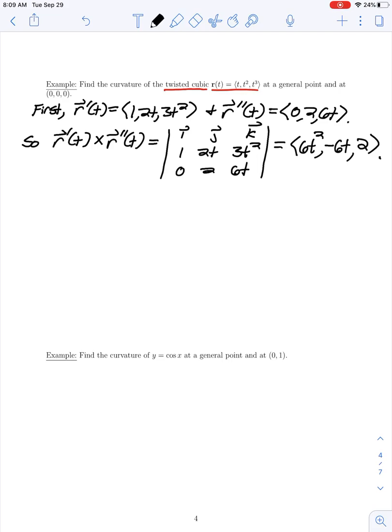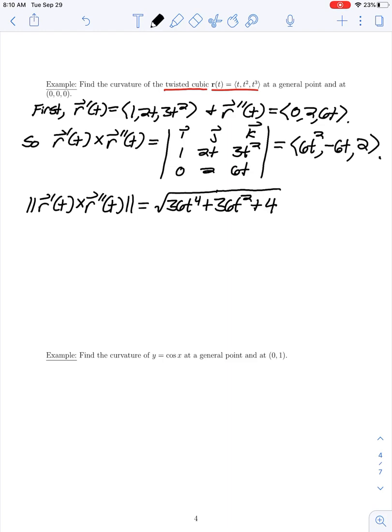Now the next thing that I need to find for that curvature formula is the magnitude of this cross product of r prime and r double prime. So that would be the square root of the sum of the squares of these components. Taking 6t squared and squaring it, I would have 36t to the fourth, plus the negative 6t squared would give me 36t squared, plus 2 squared, which is 4. Or if I factor out a 4 from each of these terms, I would have the square root of 4, or 2, times the square root of 9t to the fourth plus 9t squared plus 1.